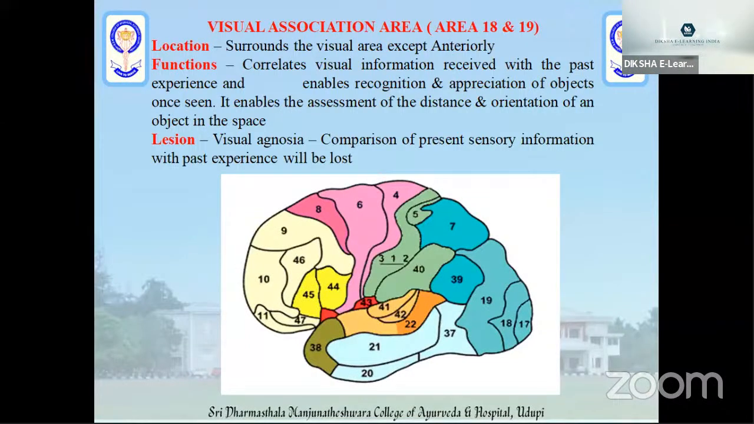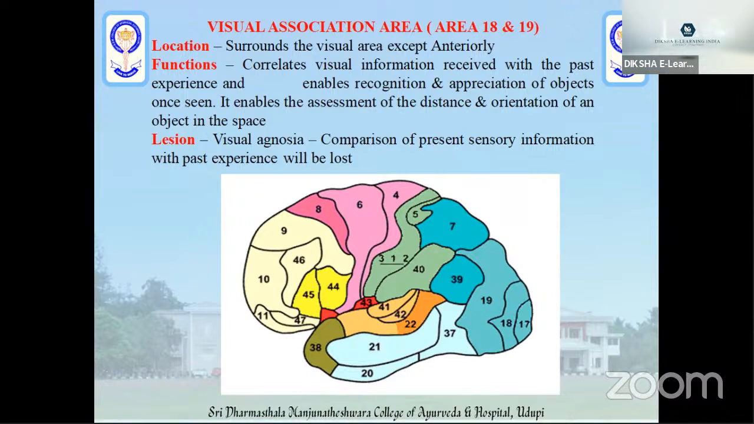Next, the visual association area. The visual association area is area number 18 and 19. Where is it located? It surrounds the visual area except anteriorly. Here it is. Its function is to correlate the visual information received with past experience and enable recognition and appreciation of objects once seen. It enables the assessment of distance and orientation of an object in space.